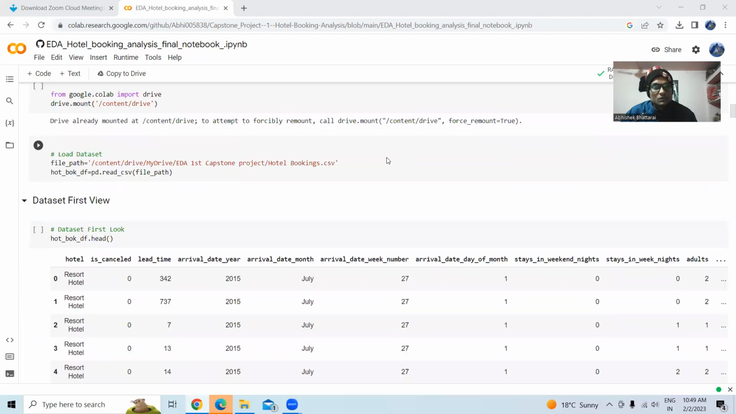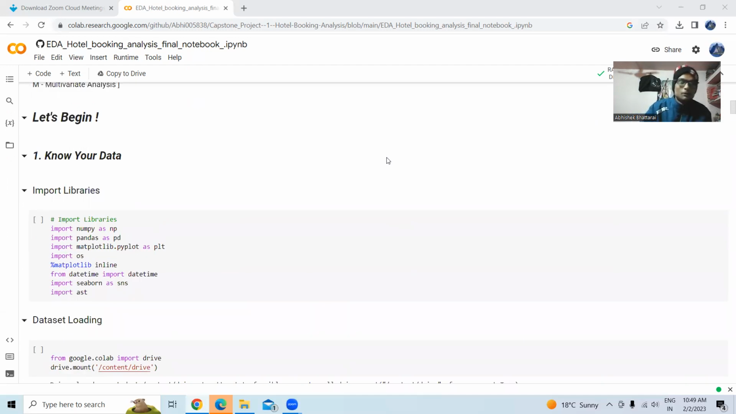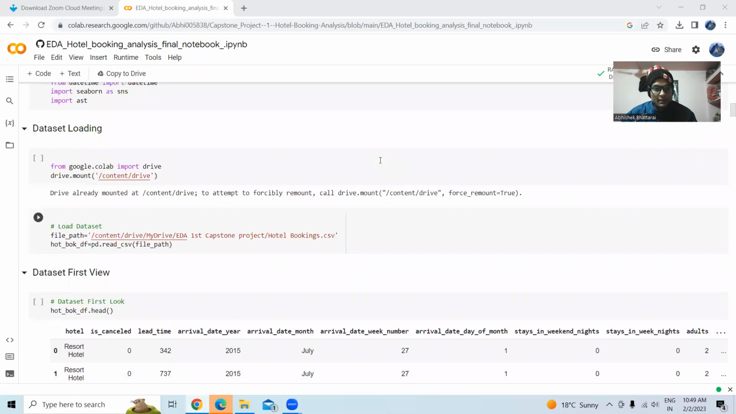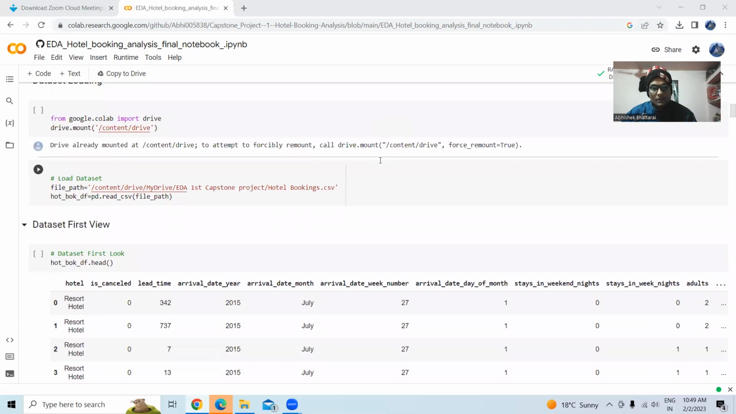Then we imported libraries: NumPy, pandas, matplotlib pyplot, and seaborn. Then we begin with loading the data set. From Google Colab, we have imported this data set. First we have to mount the drive, then load the data set by using the file path. After loading the data set, we have given it the name hotbook.df, so it's a unique name.